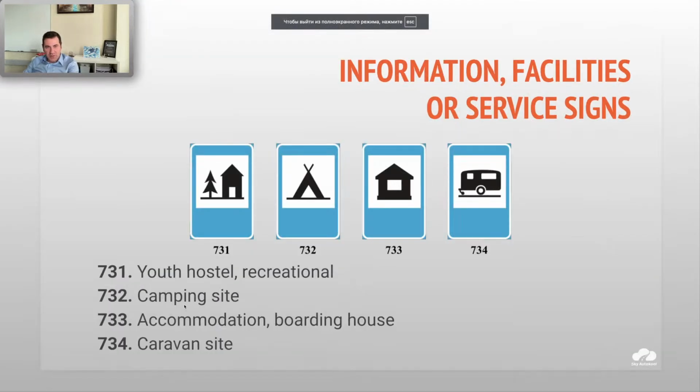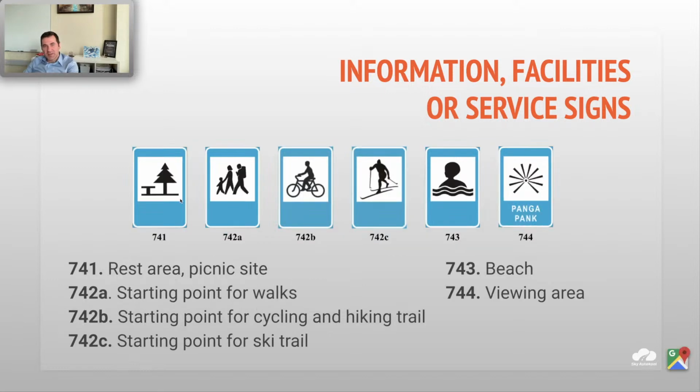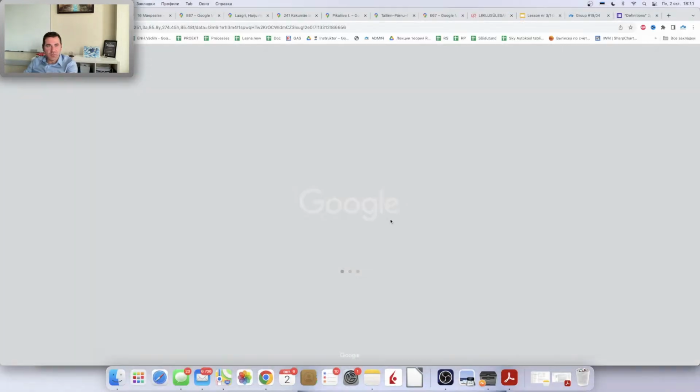What else? Youth hostel, recreational camping site, accommodation, boarding house, caravan sites. For example, these can be useful if you travel with your car and you are looking for a place where you can stay with your caravan house. Rest area, picnic site, if you are looking for some special place. Starting point for walks, starting point for cycling, hiking trail, starting point for ski trail, a beach, swimming area, and also some viewing area. So you can see this sign, it's not some kind of explosion, it's just showing you a place where you can go sightseeing. And I've seen the sign in many places, for example in some hills where you can just look around. There is a nice place and you can check what's happening.